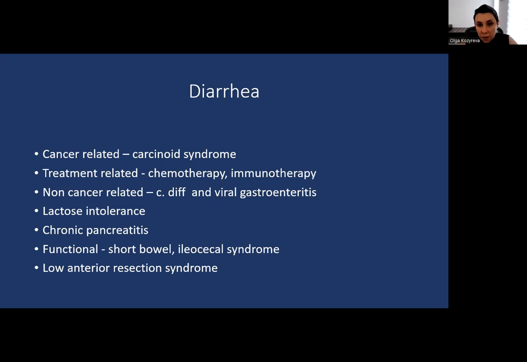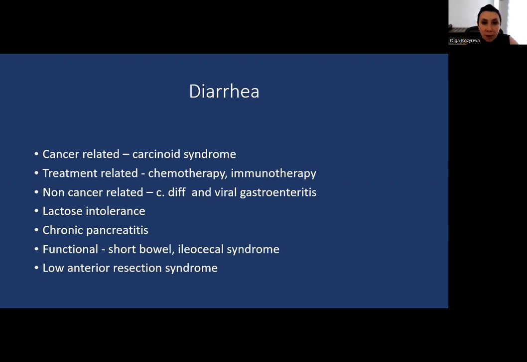In cancer patients it can be related to the cancer itself, for example, carcinoid syndrome. It can be treatment related, related to chemotherapy or immunotherapy or antibiotics, right? It can also be caused by bacterial overgrowth because the patient was treated with antibiotics for whatever infection they had. That can also cause diarrhea, and frequently probiotics can be given with some degree of success.